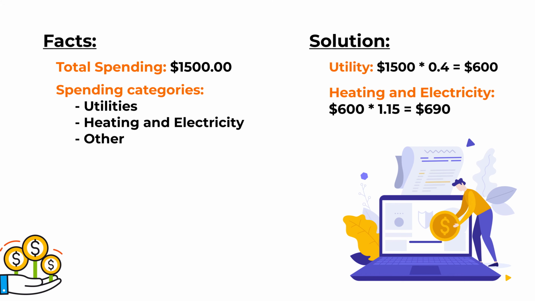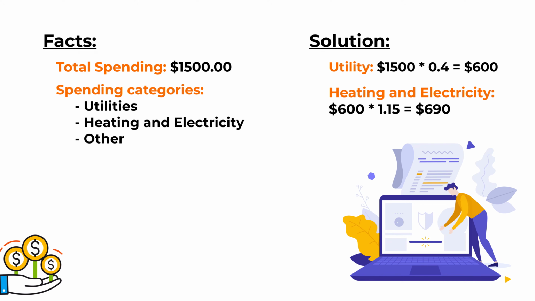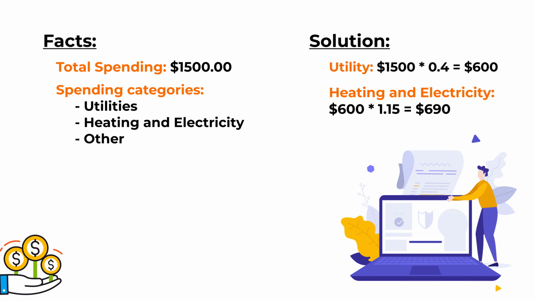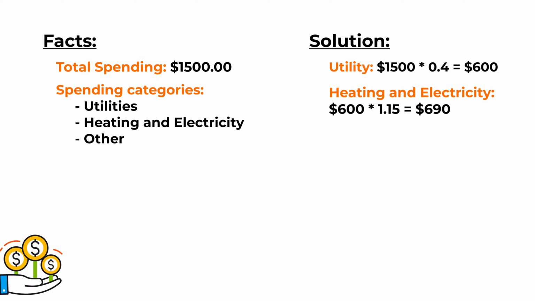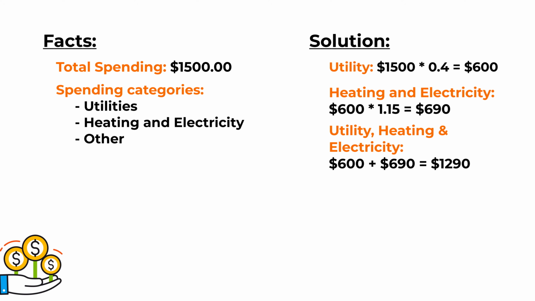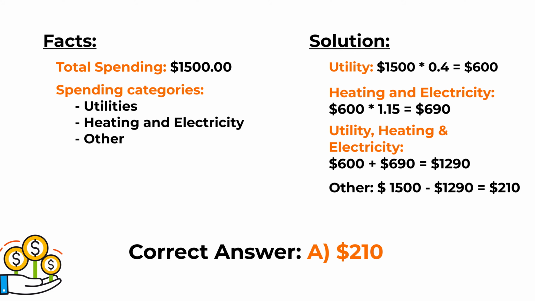So to calculate heating and electricity, we need to multiply 600 by 1.15, and the end result of this would be $690. To calculate utility, heating, and electricity spending together, we need to add 600 and $690. And the end result of this calculation will be $1,290. So the other spending category would be calculated as a subtraction of $1,290 from $1,500 and would be equal to $210. So the correct answer here is choice A, $210.